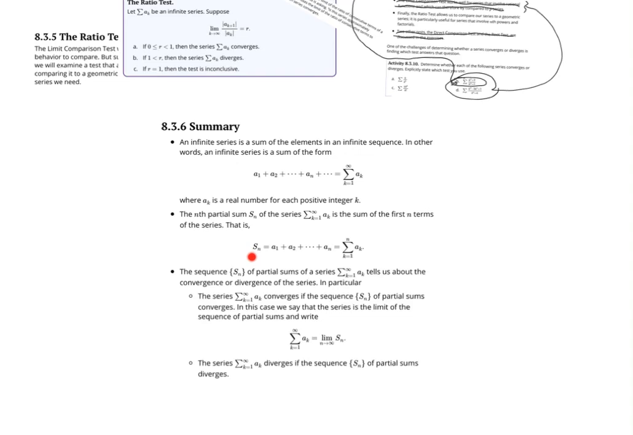And then we interpret these S_n's, the partial sums, as if they themselves were a sequence, and we see if that sequence of partial sums converges. That's equivalent to determining whether or not the series itself converges. So if the limit of partial sums gives us an actual finite number, then we say that the series converges. Otherwise, the series diverges.